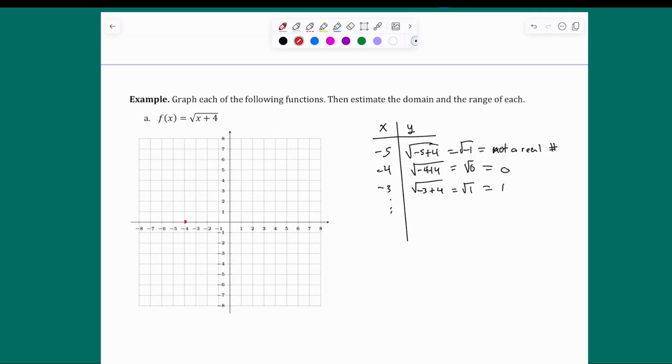So negative 4, 0 would be a point. Negative 3, 1 would be a point. And then I'm going to use 0, 2. And then we have one way out at 5, 3. And the graph looks something like this here.